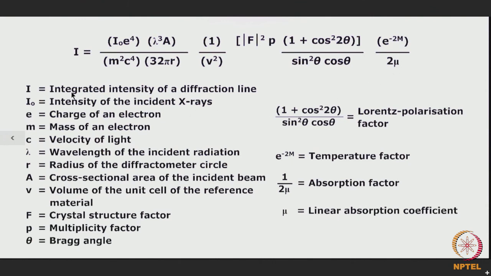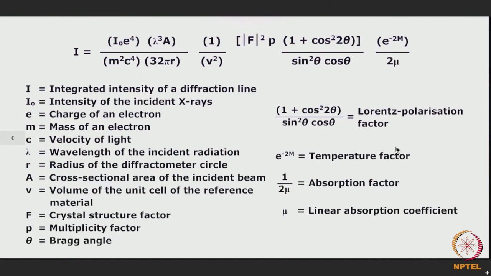Now, I is the integrated intensity of a diffraction line, I0 is the intensity of the incident X-rays, e and m are the charge and mass of an electron, c the velocity of light, lambda is the wavelength of the incident radiation, small r is the radius of the diffractometer circle, A is the cross sectional area of the incident beam, small v is the volume of the unit cell of the reference material we are examining, F is the crystal structure factor, P the multiplicity factor, theta the Bragg angle, and (1 plus cosine square 2 theta) by (sine square theta cosine theta) is the Lorentz polarization factor.